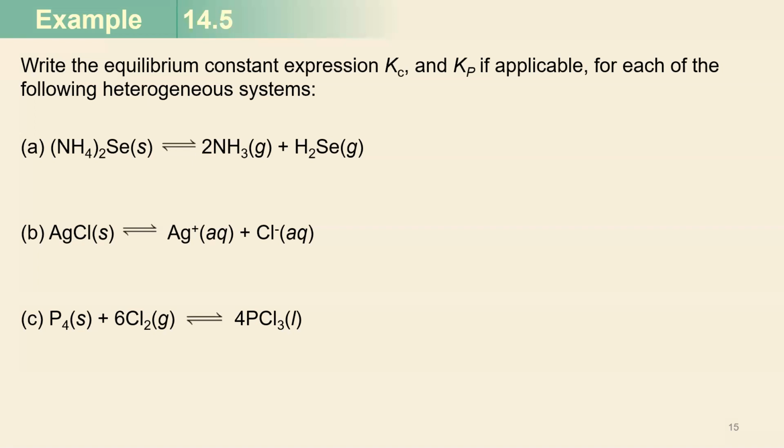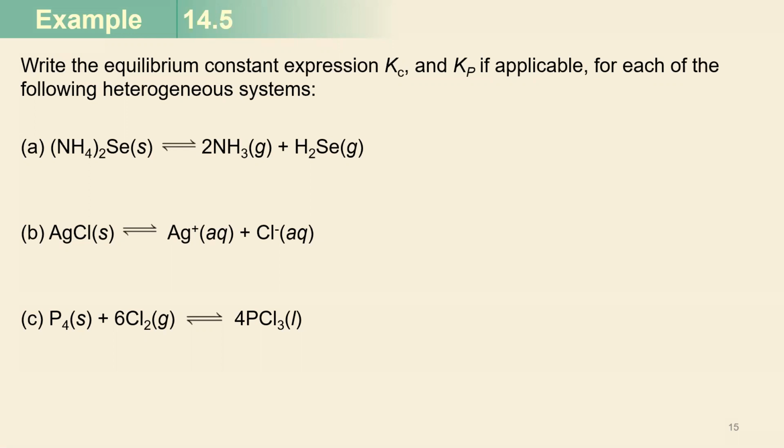So we have a couple of examples, example 5 and 6, that deal with writing equilibria for these heterogeneous reactions. And let's take a quick look. So hopefully you can see that. So we're going to write Kc and Kp, if it needs a Kp, for these heterogeneous systems.